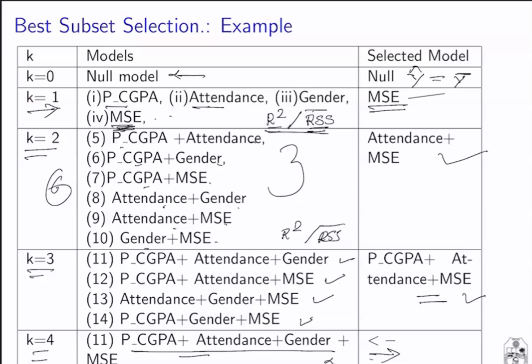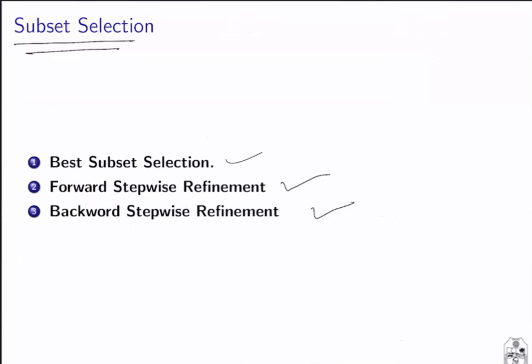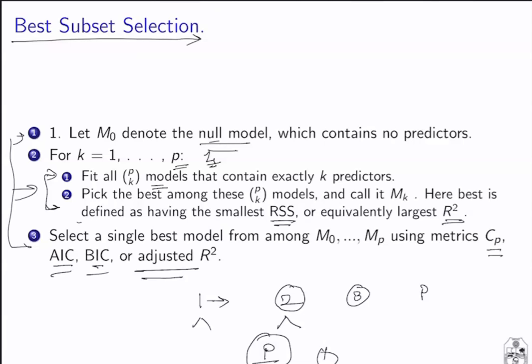So in all, here you have generated how many models? This is the first model, this is the second model, this is the third model, and this is the fourth model. Now you need to select out of these four only one model, and the criteria that you are going to use for this final selection is which criteria? Either you are going to use Cp, AIC, BIC, or the adjusted R square.